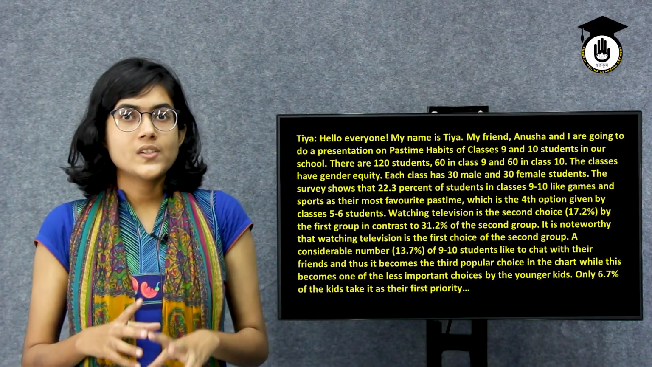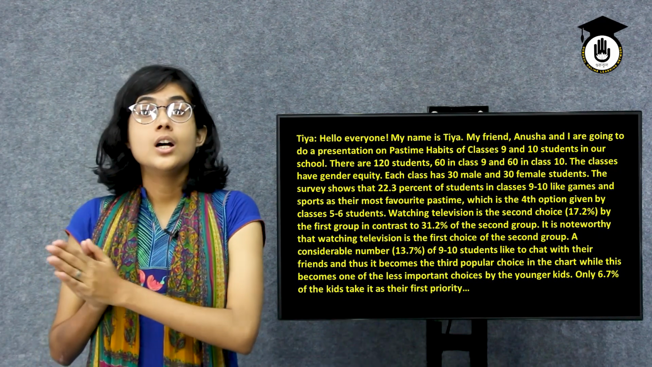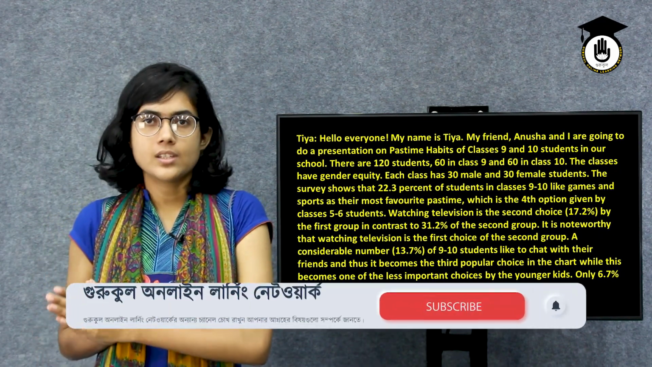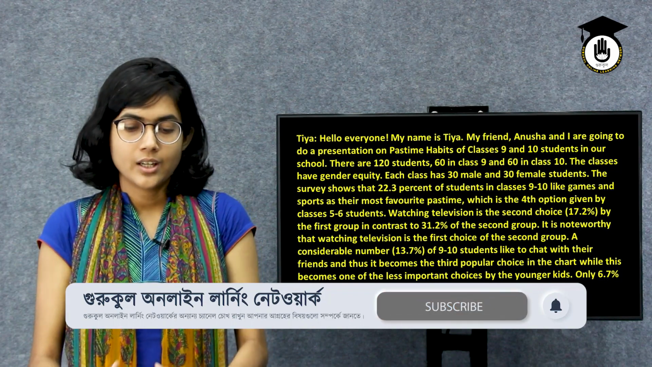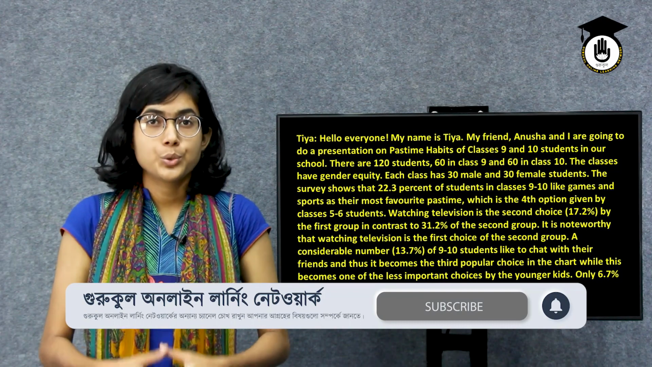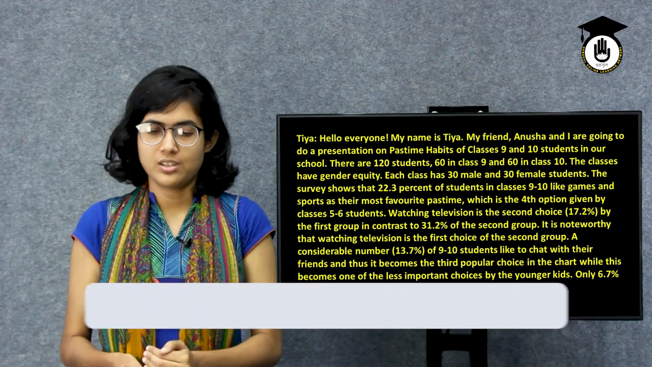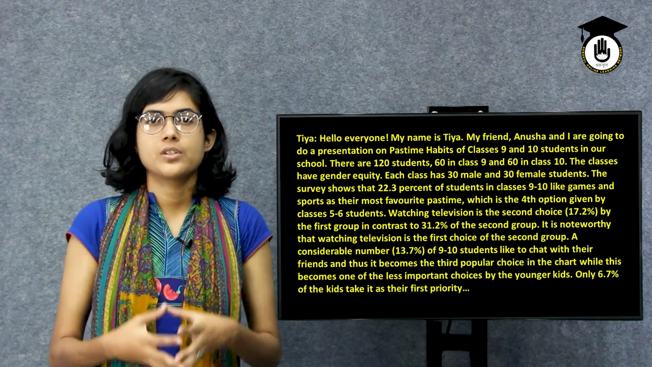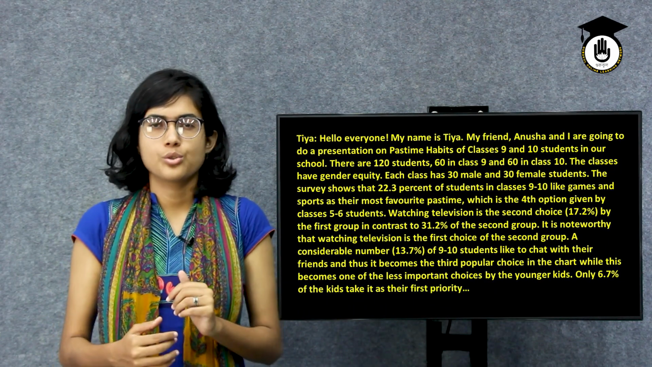So look at the choices made by the students of class 9 and 10, also the students by class 5 and 6. The children from class 9 and 10 are more into socializing. They very much like to chat with their friends, but the younger kids are not much interested in that. Only 6.7% of them have the preference to chat with their friends or socialize.